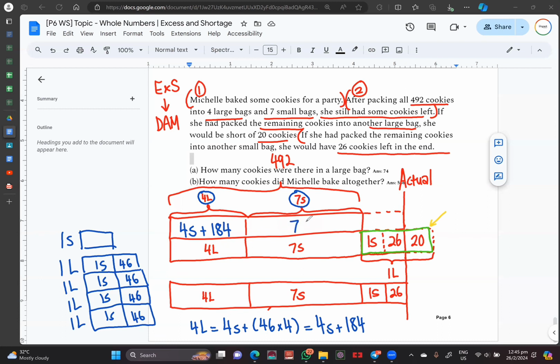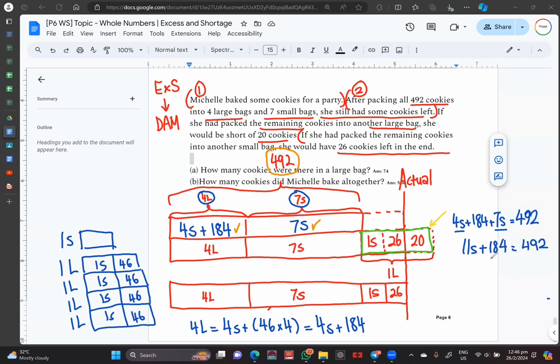Okay, this will just be 7 small. So from here itself, what can you see? You can see, very obviously, that 492 is equal to 4 small plus 184 plus 7 small. So that is the equation that we are going to form. What are we going to write? We are going to write 4 small plus 184 plus 7 small is equal to 492. 4 small and 7 small be together, so that gives me 11 small plus 184 equals 492.